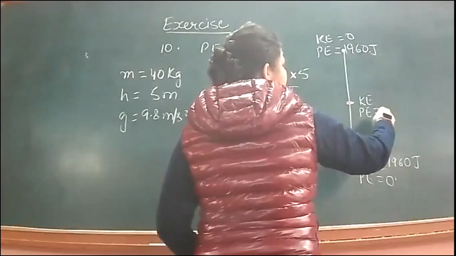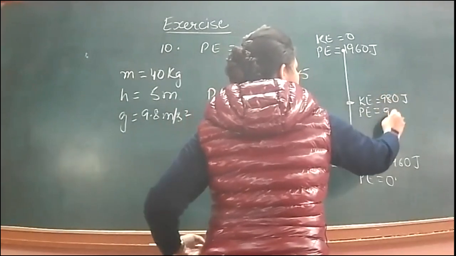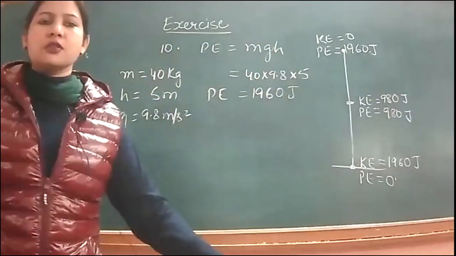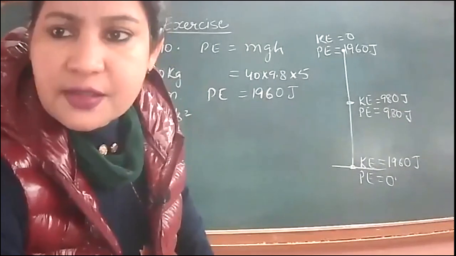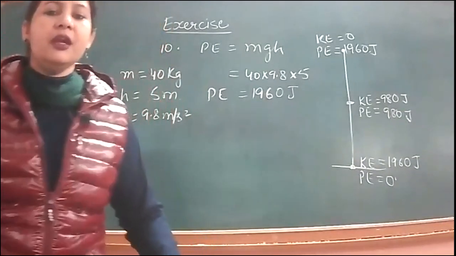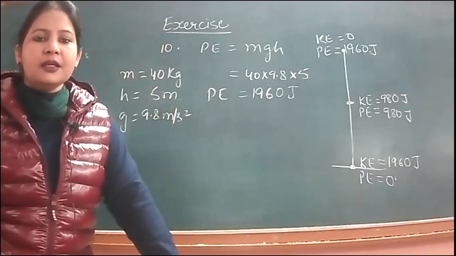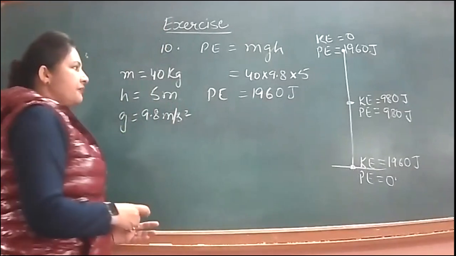So 1960 ka half kitna hua? 980. Kinetic energy will also be 980 joule midway, and potential energy will also be 980 joule. So both kinetic and potential energies will be same halfway and will be equal to 980 joule each. Is that clear? Otherwise, if we want to derive it, we can do that.